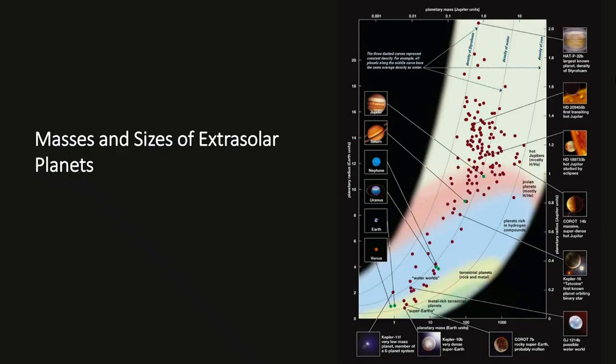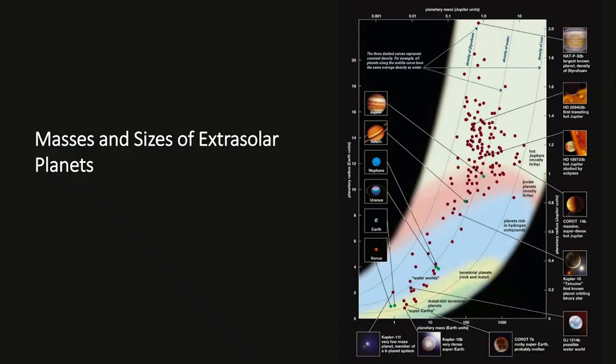For example, Venus and Earth are the two green dots at the bottom, with density somewhere between the density of water and the density of iron, which makes sense. We have an iron core, but then we have rocky material and water on the surface. Venus also has an iron core and rocky material. Then the gas planets, some of them, like Saturn, are less dense than water. Some of them, like Jupiter, are more dense than water.